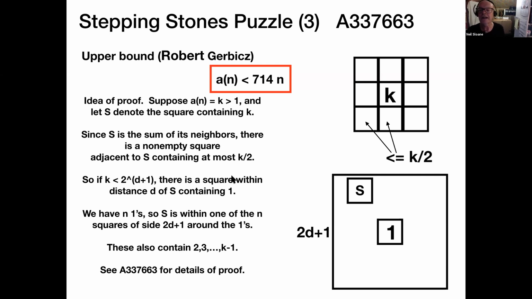And if k was around 2 to the d plus 1, there has to be a square within distance d of s containing a number which is at most this number divided by 2, d times. In other words, 1. So to summarize it, if we look at the starting square that had the k in it here, then there's a 1 within distance d of it, if this is just under 2 to the d plus 1. Well, this 1 is surrounded, it has its territory. The numbers that are within distance d of it are within a square of size 2d plus 1.